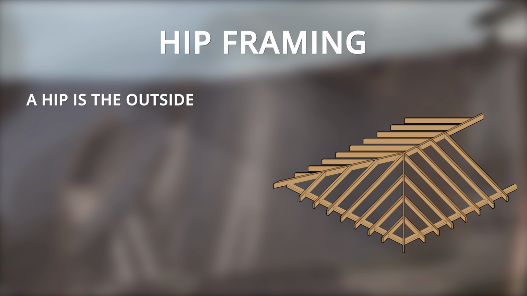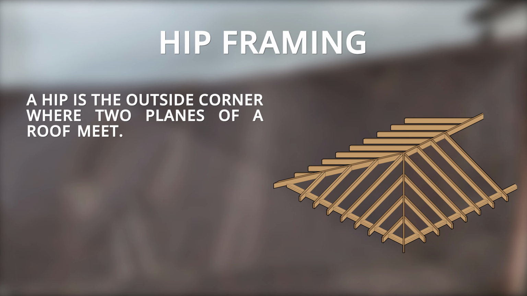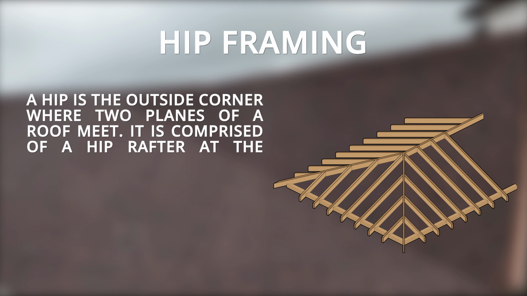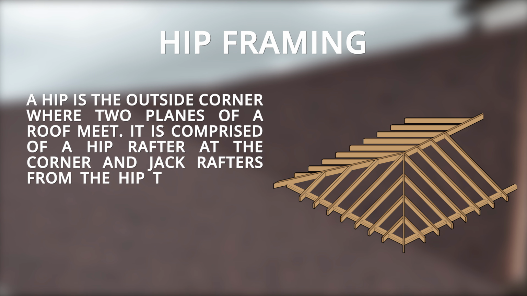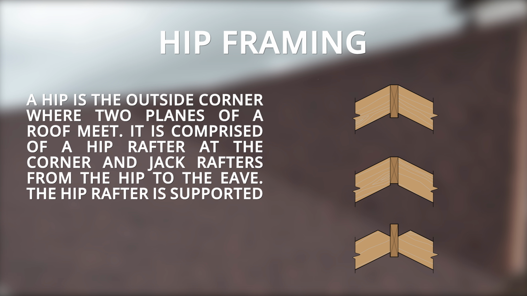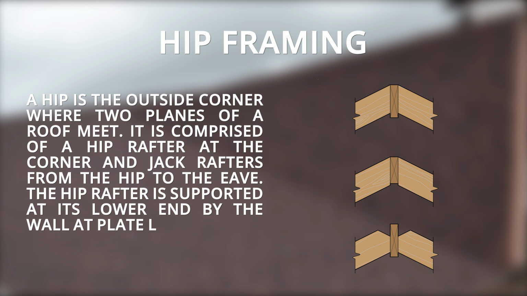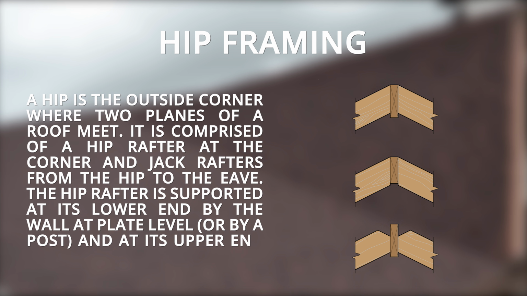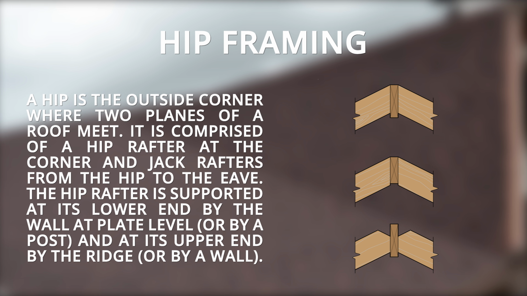Hip framing. A hip is the outside corner where 2 planes of a roof meet. It is comprised of a hip rafter at the corner and jack rafters from the hip to the eave. The hip rafter is supported at its lower end by the wall at plate level or by a post and at its upper end by the ridge or by a wall.